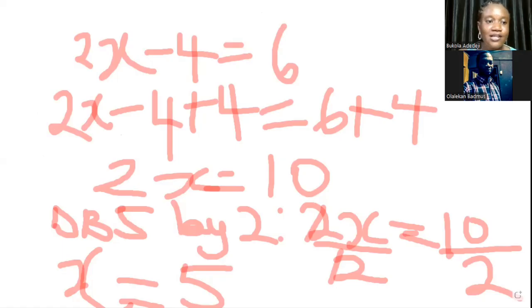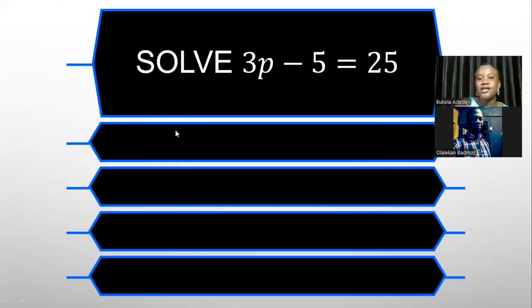Now there is a task for you to do. You're to solve 3p minus 5 equals 25. 3p minus 5 equals 25. I want to see your answer in the comment section.